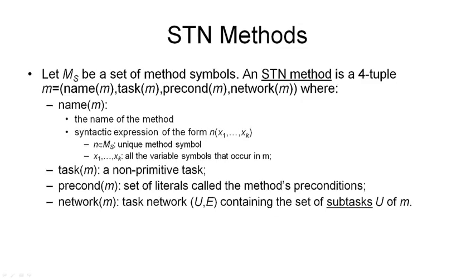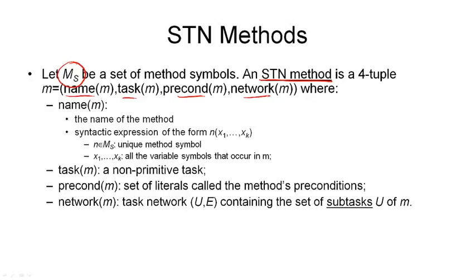I will start with the formal definition of an STN method. And the first thing we need to define methods is a set of symbols that we can use to denote these methods, to name these methods uniquely. These symbols will be disjoint from all the other symbols we've used, so unlike task symbols which overlap with the operators, they will not intersect with the other type of symbols. Then an STN method is a four-tuple, which means it consists of four things, and these four things are the name, the task, the preconditions, and the network, and I will explain those in turn now.